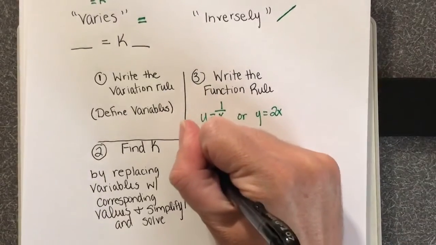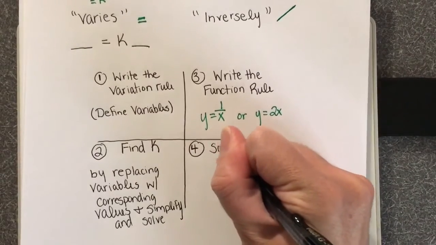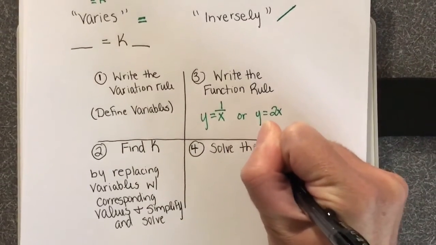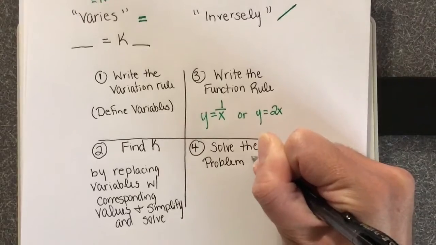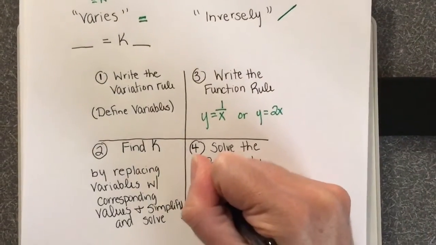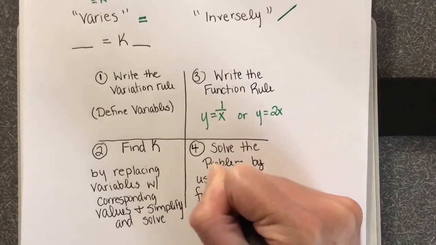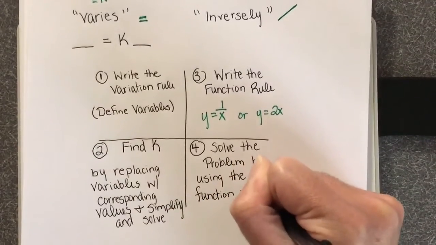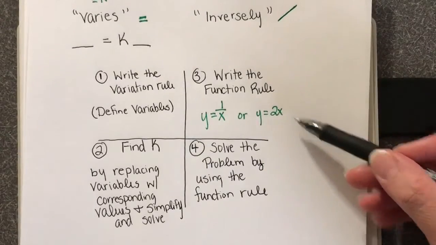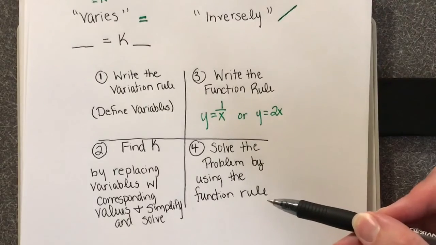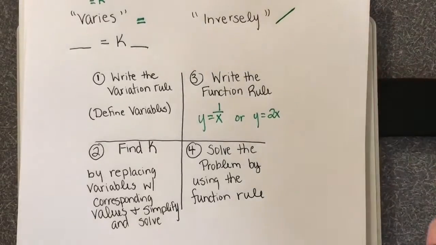And then your last and final step, step 4, is going to be to solve the problem by using the function rule. So once you know what K is and you have your final function rule, you're going to use this rule to figure out what those changing variables are. So when x changes, what's y? Or if y changes, what's x going to be?